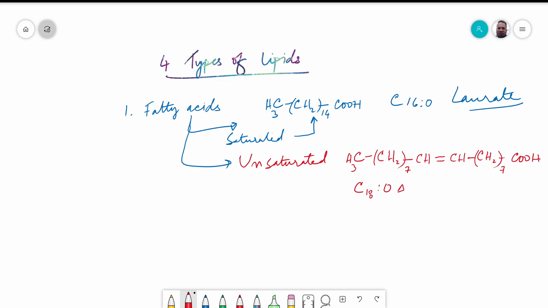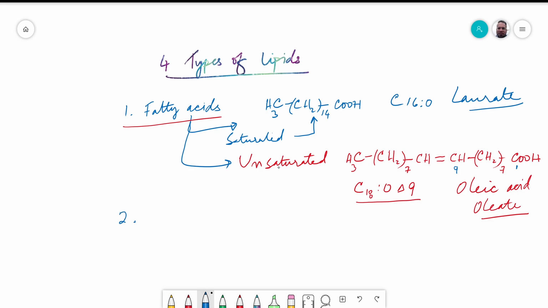And where is the double bond? Now again, please remember, the double bond is always counted from carbon number 1. You have 7, that's 8. This is number 9. So the double bond is at position number 9. Right? And the name for this is oleic, O-L-E-I-C, oleic acid, or oleate. Okay, so please make sure you know the first one, which is fatty acids.